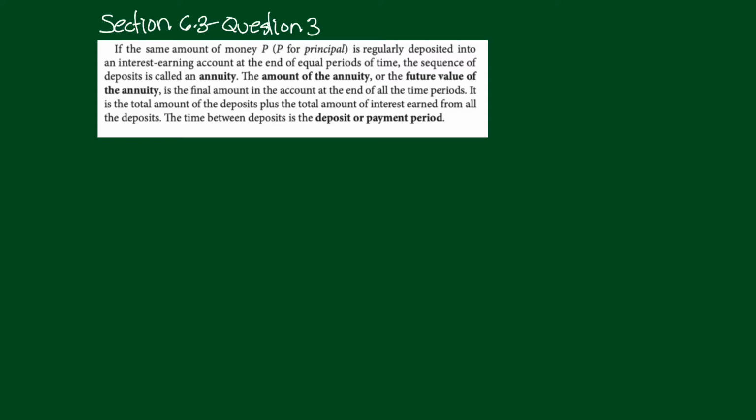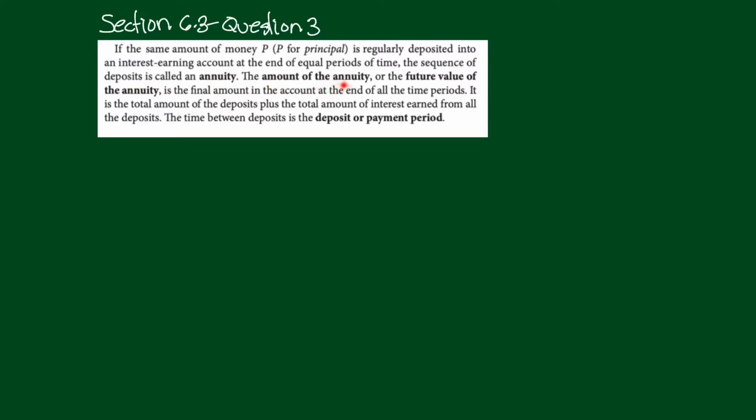For question number 3, let's look at this situation here. We're going to take the same amount of money, call it P dollars, and we're going to regularly deposit it into some interest-earning account at the end of equal periods of time. So suppose we take like $100 and deposit it regularly at the end of every month into some interest-earning account. Now, that sequence of deposits is called an annuity.